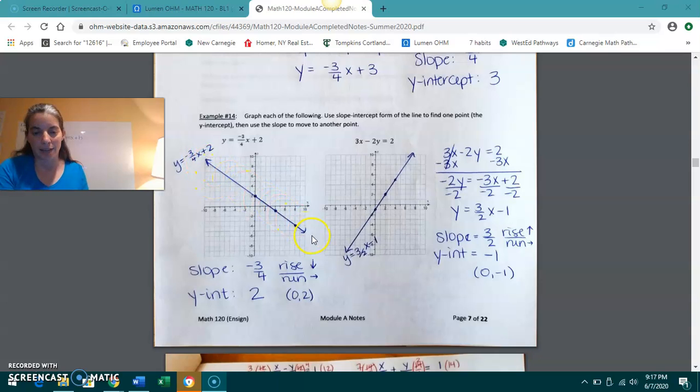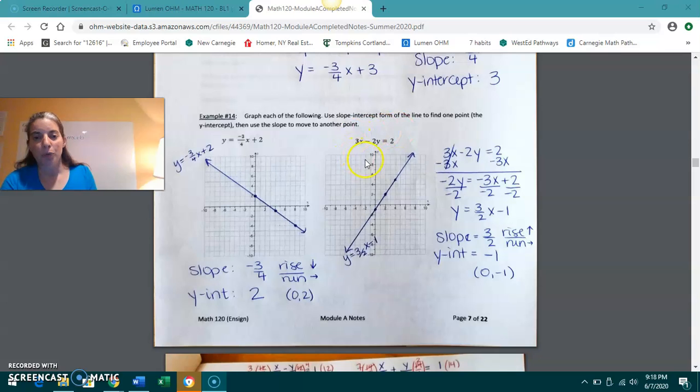Then I can connect them using my ruler. You want to connect them in such a way that it fills up the whole graph, not just a couple little points worth here. And then we always label it with the equation of our line. We talked a little bit in the review packet about slopes. And if you remember, we said negative slopes are slanted in such a way that you can make an N. So that's kind of our trick. So if I check this, I can see that it does indeed make an N.